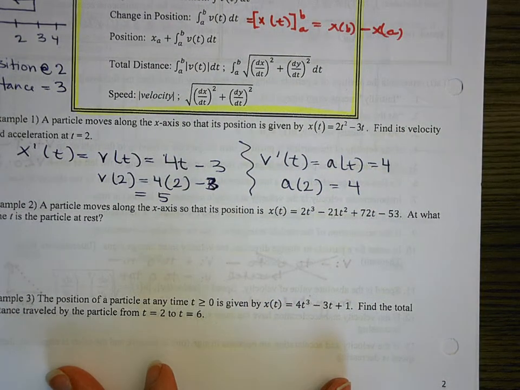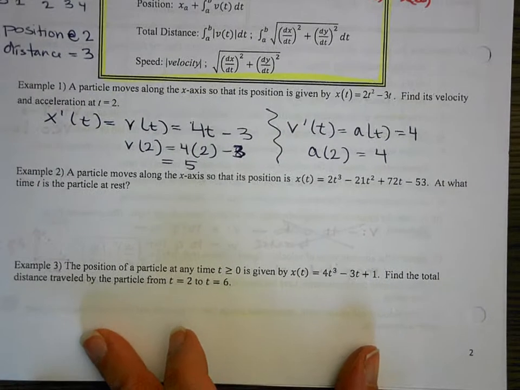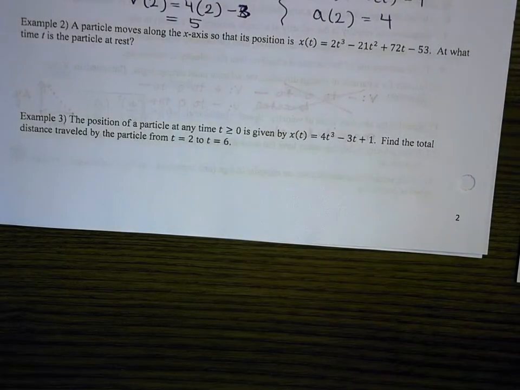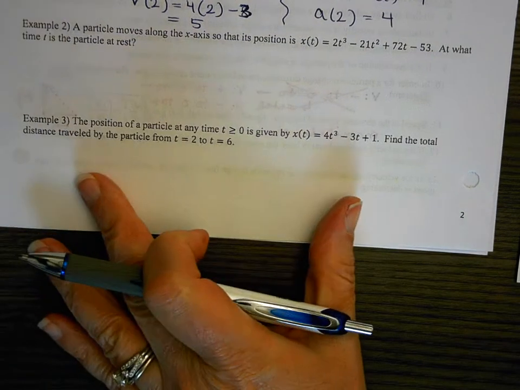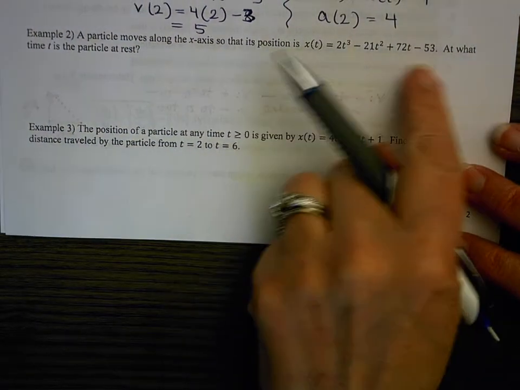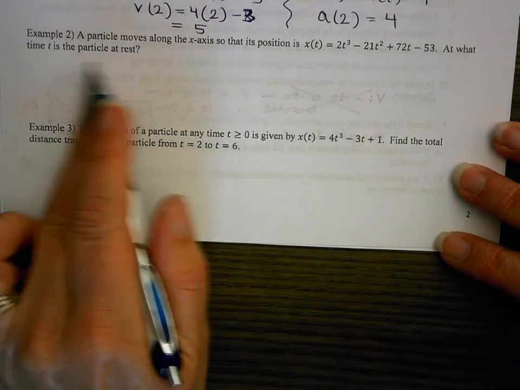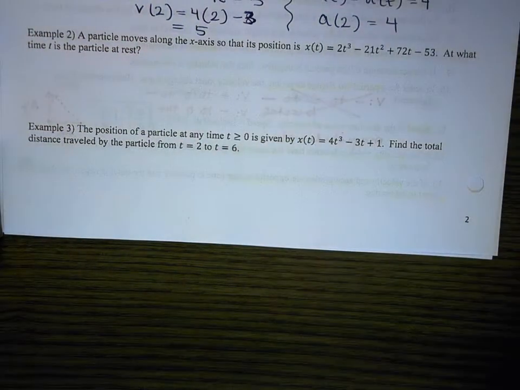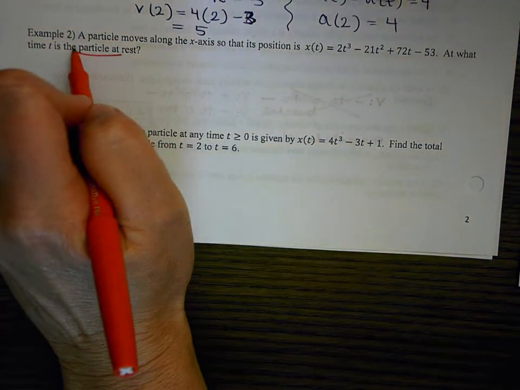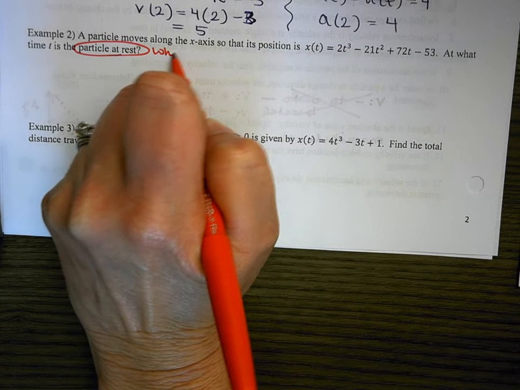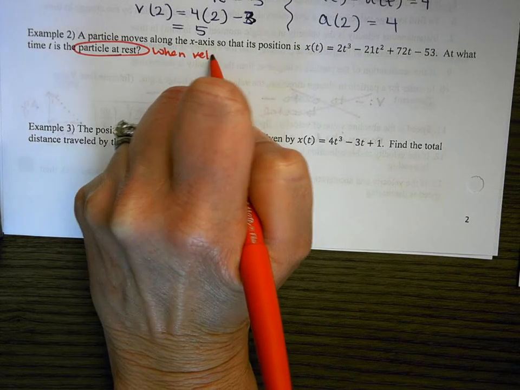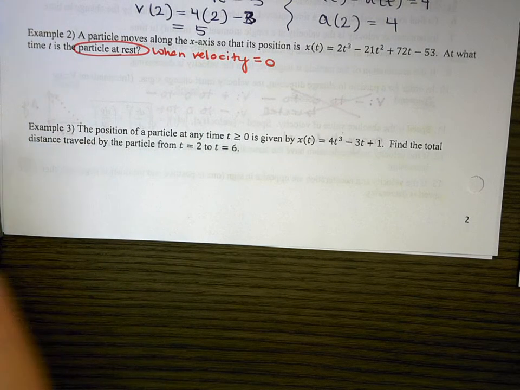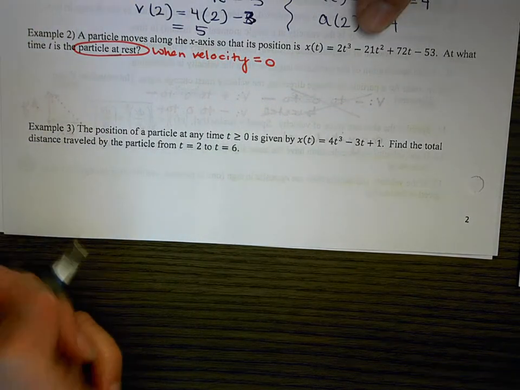Okay, so let's take a look at example 2. So for this one here, it says a particle moves along the x-axis, so that here's its position, and they want to know when is the particle resting. So I know the particle is resting when velocity is equal to 0. So then I'm just going to go ahead and take that derivative.